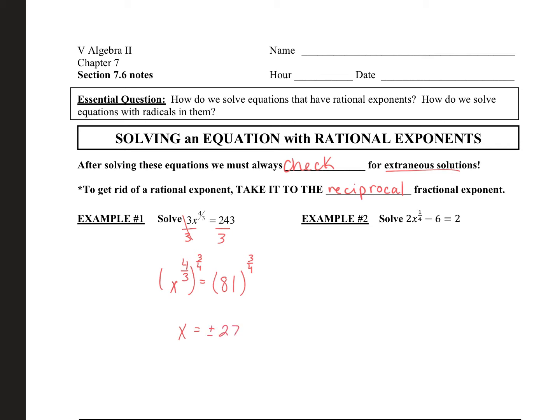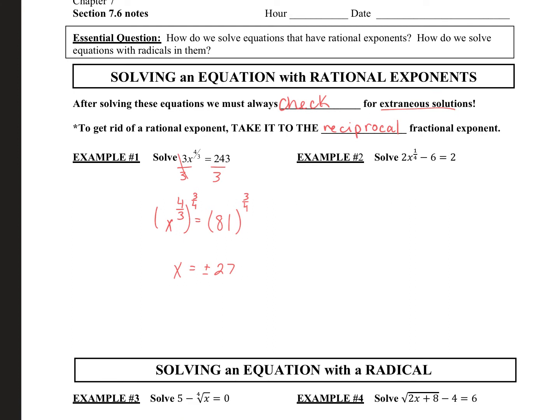Because this denominator here is even, we're going to be taking the 4th root of 81 and then cubing it. The 4th root of 81 is 3, and then cubing it, it's technically plus or minus, so we have plus or minus 27. These are our possible solutions, so we need to check for extraneous solutions. I'm going to substitute 27 and -27 back into my original equation. We'll do that in a different color.